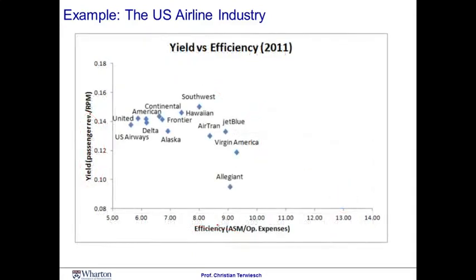Now the data that I just showed you was data for the year 1996. Let's take a look at what has happened in the airline industry since then. This is updated data from 2011. We have the same x-axis, the efficiency, and the same y-axis, the yield. Notice how Southwest, previously a star on the productivity side, is now simply in the middle of the pack.